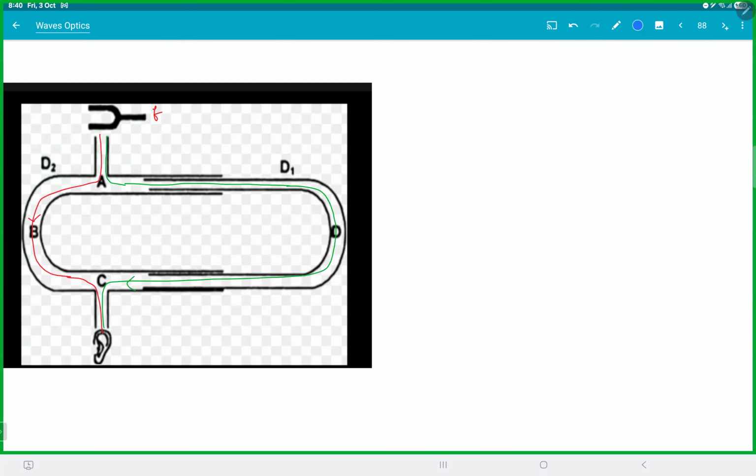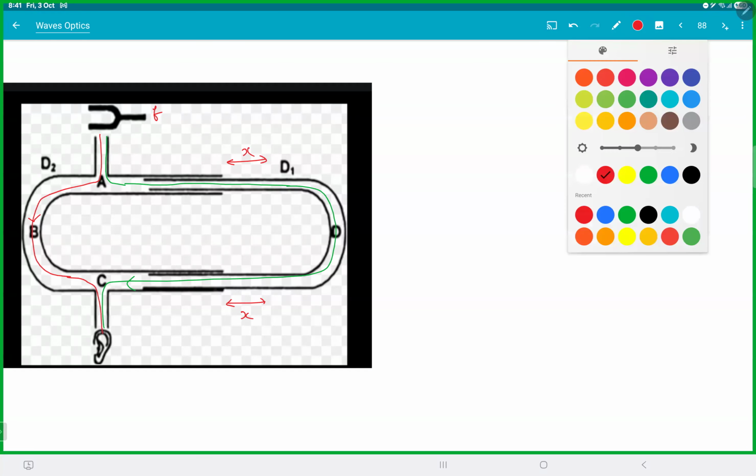Now, since the right side is movable, let's say if you move this by distance x, then the bottom part also moves by x. That means whenever you move the right side by x, what is the extra path that you get? 2x, isn't it? You're making the sound wave on the right hand side travel 2x more. So that is how you create a path difference.